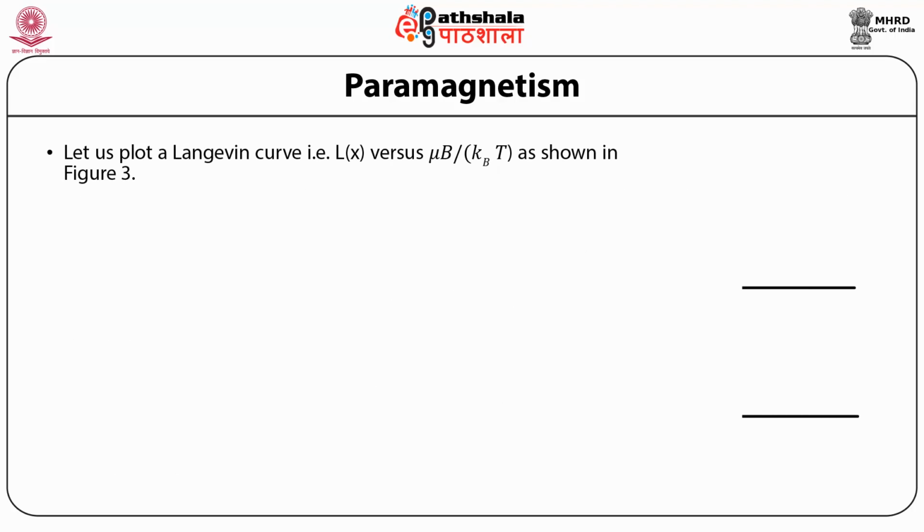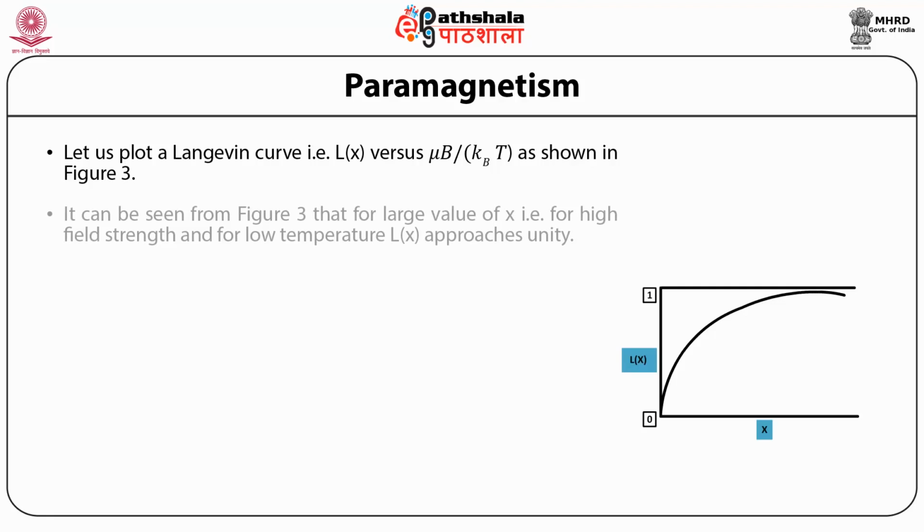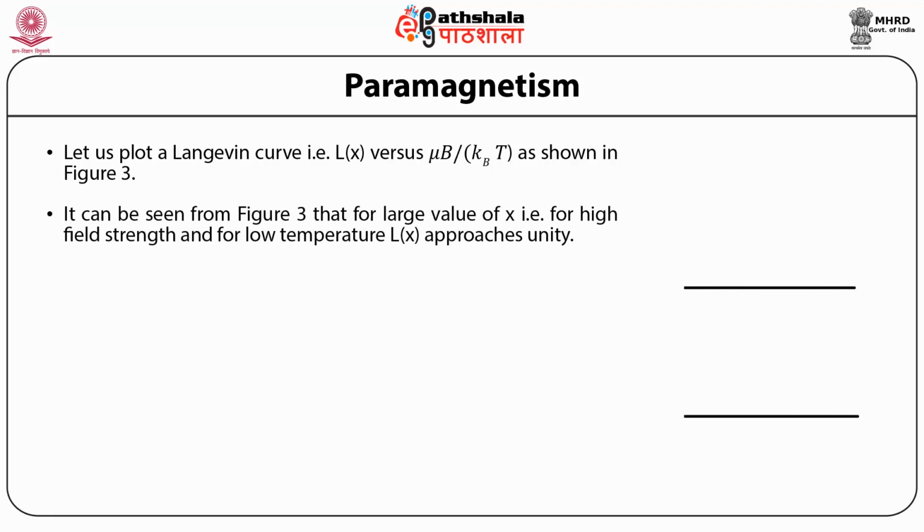So if we plot the curve between the Langevin function and mu B by kBT, as shown in figure 3, it can be seen that for a large value of x, that is for high field strength, basically x, what is x? X is directly linked with the magnetic field. So a large value of x means the magnetic field strength is large, and for low temperature L(x) approaches unity.